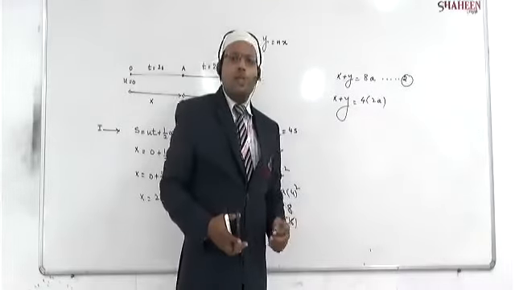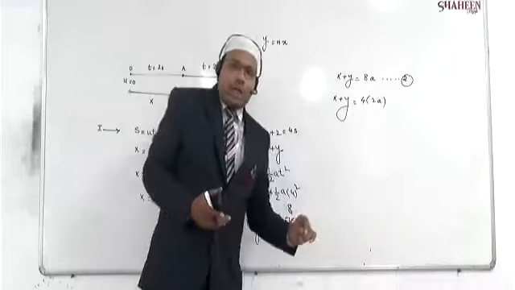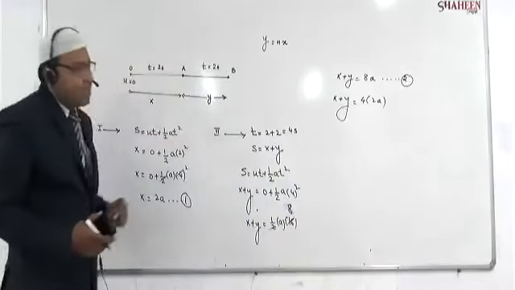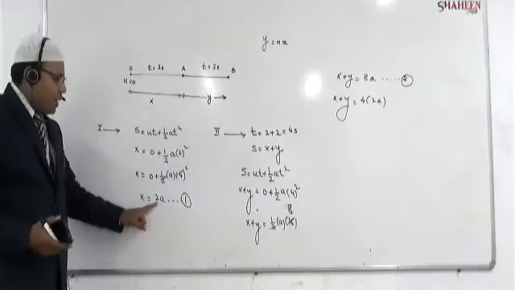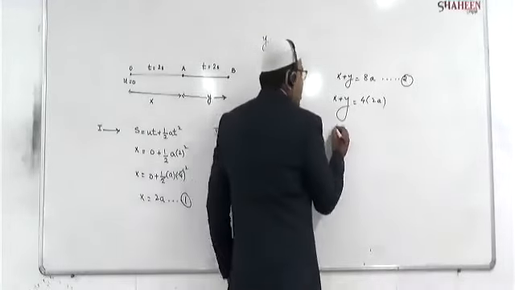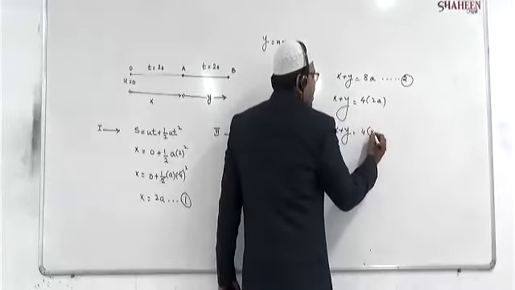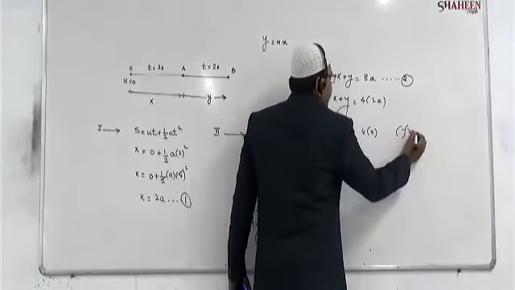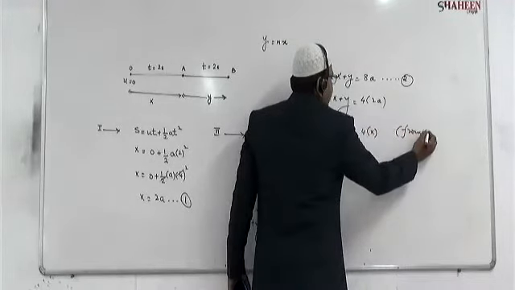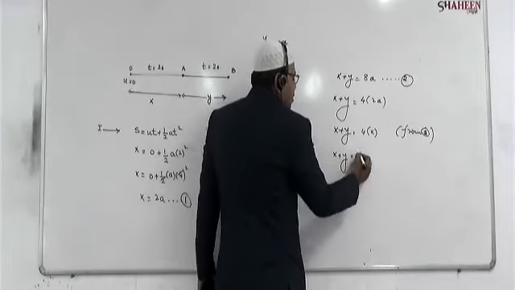What is 4 into 2? It is 8 only, just rearranging. So 4 into 2 is 8. But why am I expressing it in terms of 2a? Because I know the 2a value is x. So I'll write x plus y is equal to 4, and this 2a is x. This I am writing from equation 1. So this is x plus y is equal to 4x.